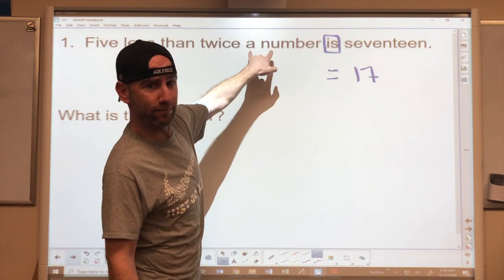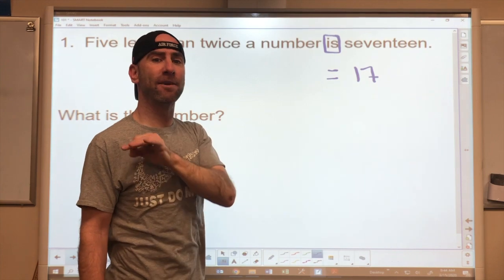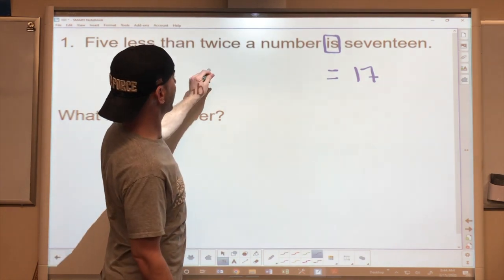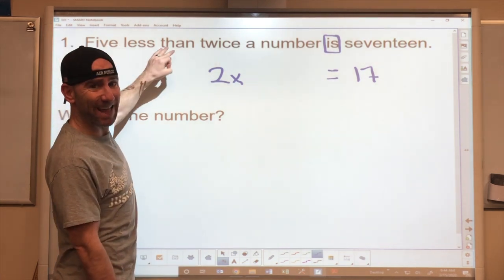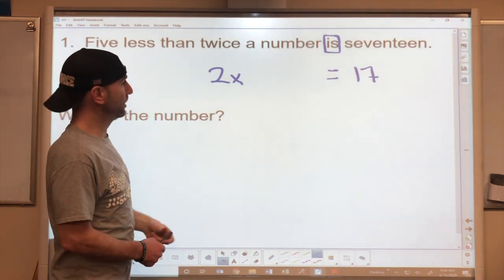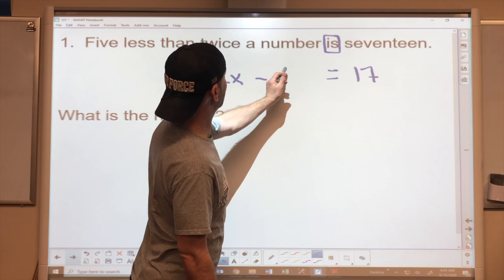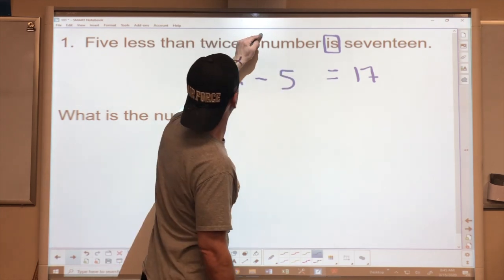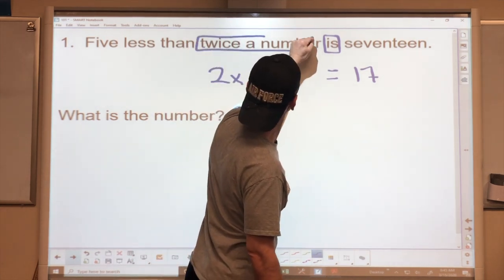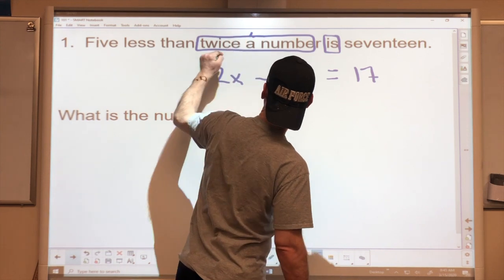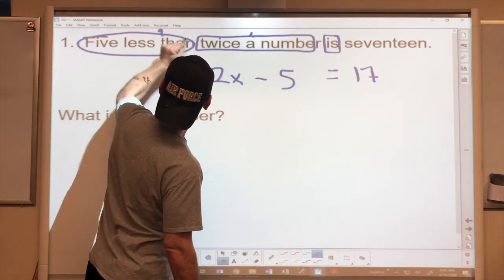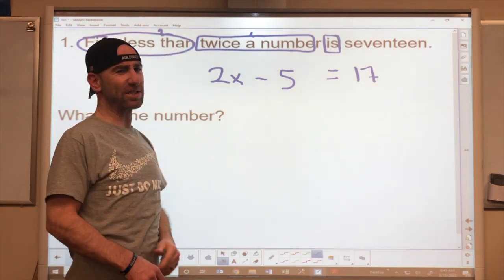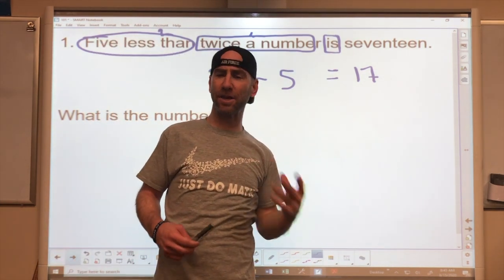Twice a number, put 2x first. So 2x goes first, and then we need 5 less than that. So it's 2x minus 5. So you're going to write this down first, and you're going to write that down second. I know it's a little weird, but you'll get used to it.